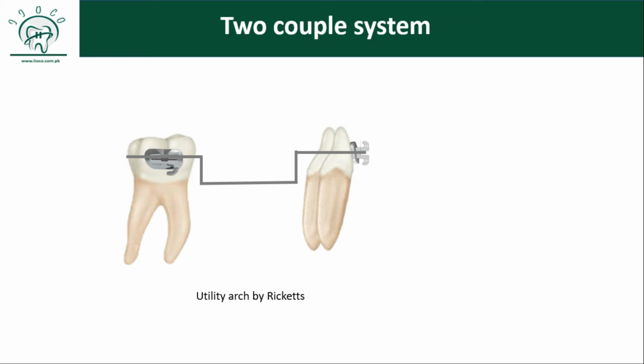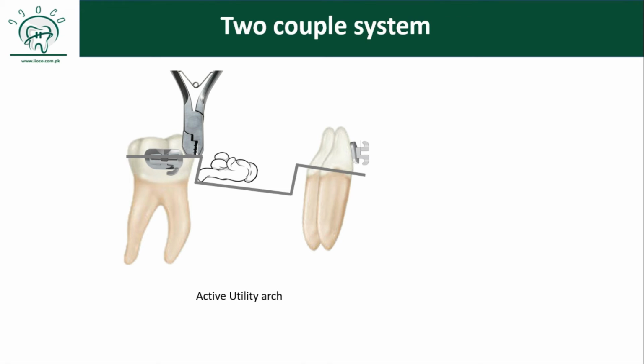Now the question is that how does this utility arch work? Here I have shown a passive utility arch. To activate this utility arch for intrusion, you will have to reduce the angle between molar segment and the posterior vertical segment, which is normally 90 degrees in a passive arch. If you make it acute, like here I have reduced it to 70 degrees, this will activate the utility arch. Remember that this activation or angulation is not fixed. It depends how much intrusion do you need. It can vary from 45 degrees up till 90 degrees.